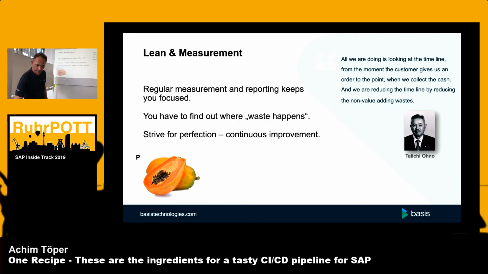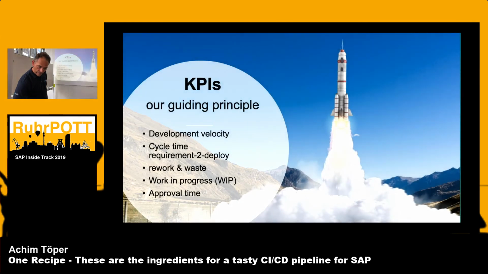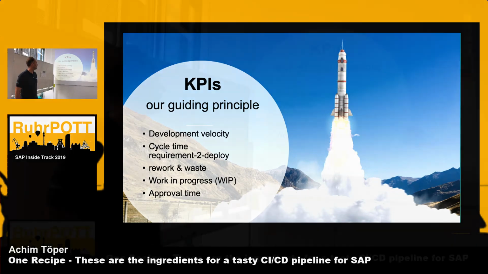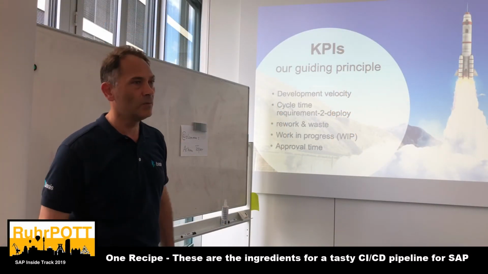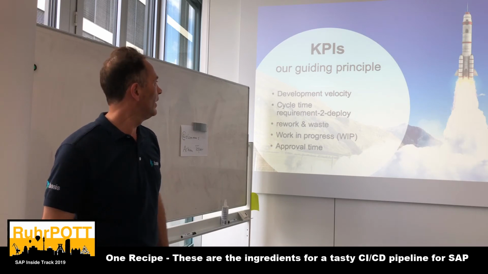And to be able to continuously improve, you may have these KPIs in place. That is our guiding principle. That is the KPIs that our development team has in place. The development velocity, the cycle time. I wrote another word here, requirement to deploy.